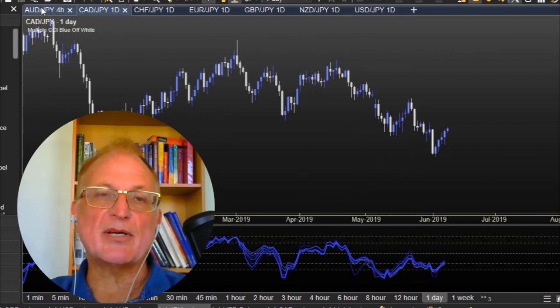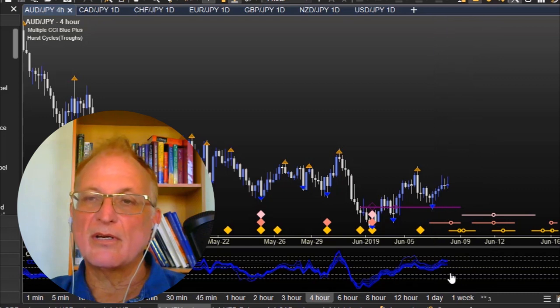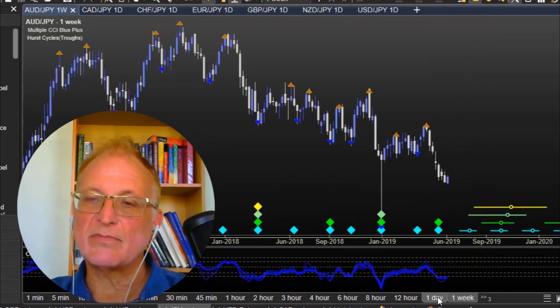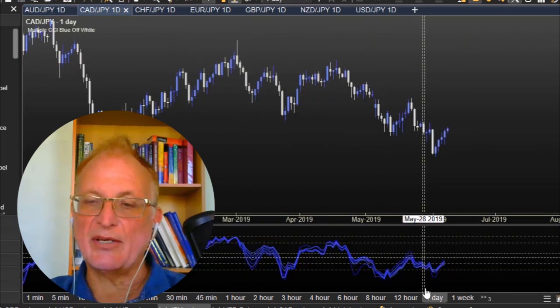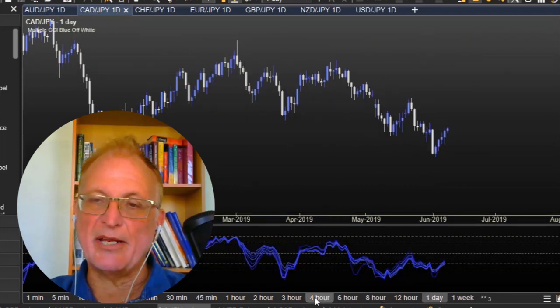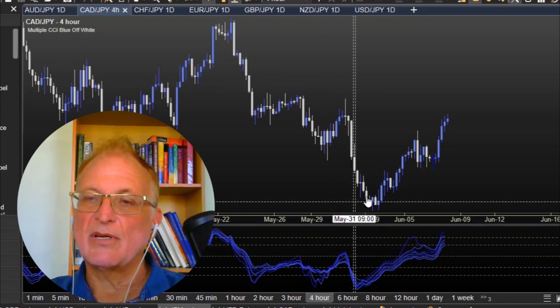Canadian yen, there we are back again. Aussie yen, weekly, daily. These all look like they're going to go down again. Now from the daily on the Canadian yen to the 4-hour.